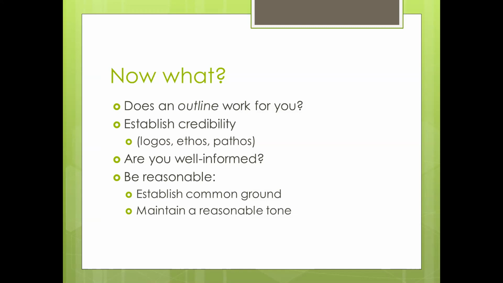That old nutshell of logos, ethos, and pathos. Keep those in the back of your mind as you're writing. Make sure that as you begin the writing process, you are well informed about this topic so that you've covered the material in a way that's both reasonable and fair.